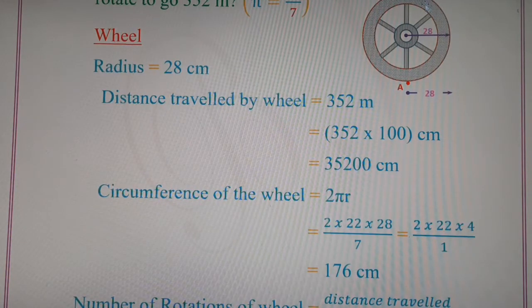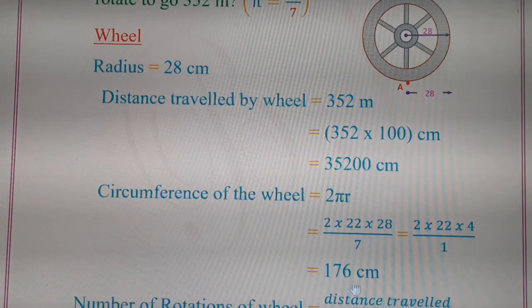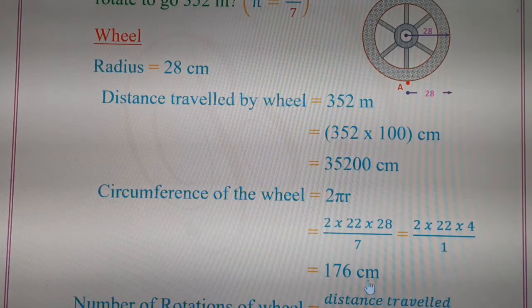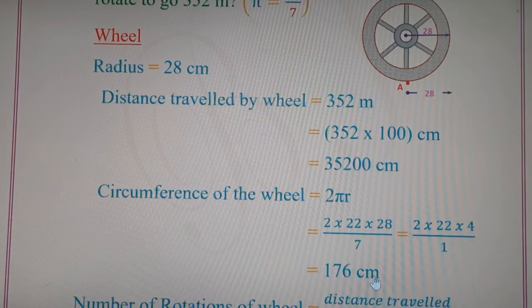That means in 1 rotation, the wheel is traveling a distance of 176 centimeter. Again, I repeat, in 1 rotation, the wheel is traveling a distance of 176 centimeter. In 1 rotation, the wheel is traveling the distance equal to the circumference of the wheel. The circumference of the wheel is 176 centimeter. So in 1 rotation, the wheel will travel a distance of 176 centimeter.